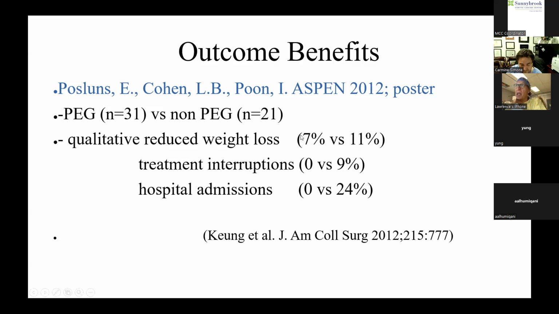But most importantly, there were no treatment interruptions with the PEG patients versus the control patients, and there were no hospitalizations. About 24% with the non-PEG patients. I'm not sure why that was. I couldn't break out that literature. I don't know if Elaine's on the line, but there seems to be a significant difference between the patient care with and without a PEG, that there are less treatment interruptions with PEG and less hospitalizations with PEG. And this was corroborated by another author in the same year.